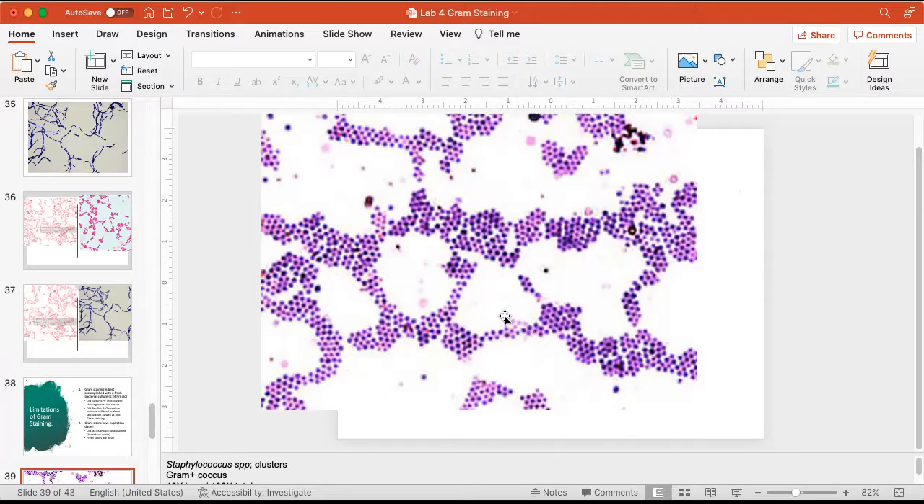The other thing I'm starting to see is something like this. I can see some circular cells right here that are pink. I see some cells down here that are pink, not purple. If I look around, I start to see pink cells. There's some pink ones right there. Huh.